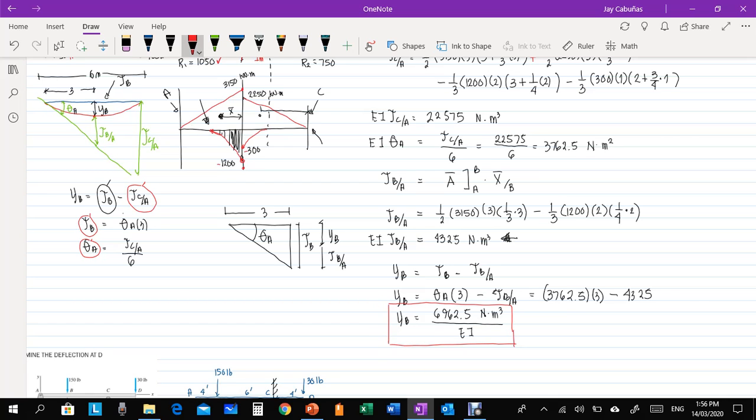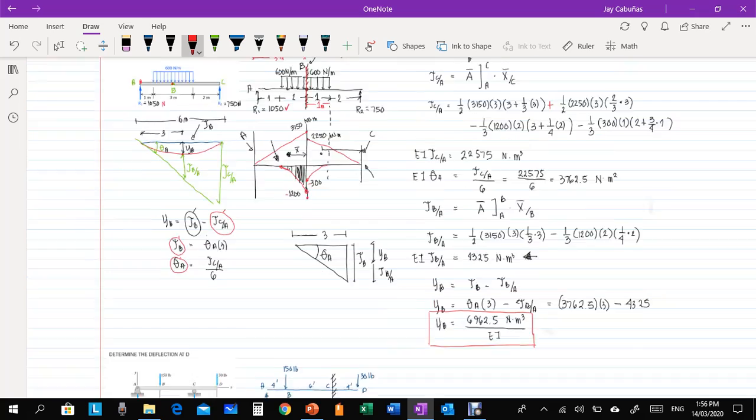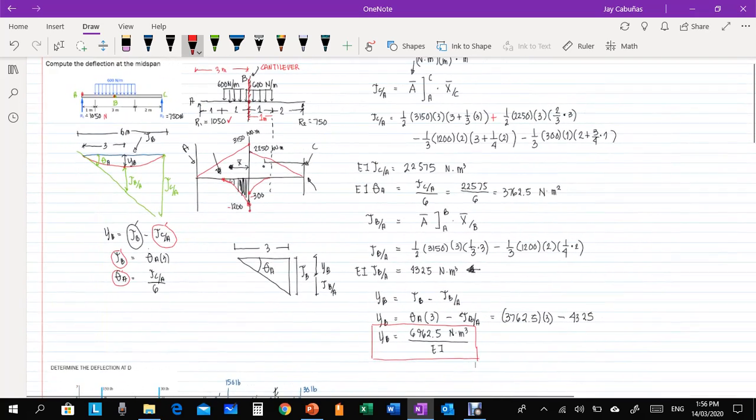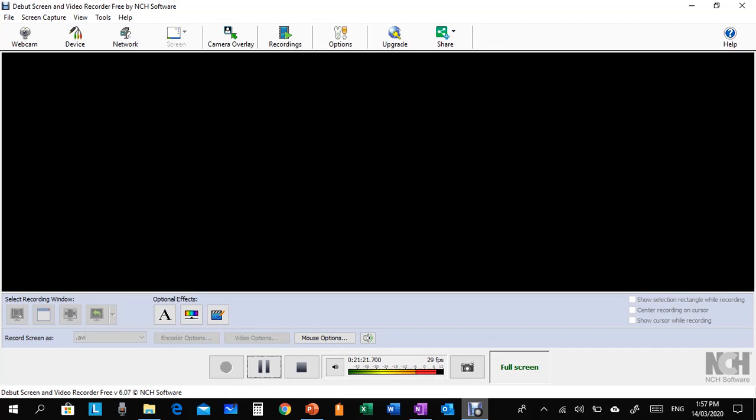We resolved this last time and it should have the same answer as the double integration method. Okay, so if you have questions, I would suggest that you take a screenshot or a picture, then post it on our Facebook so I can reply there. Just a screenshot of where you are confused, please take note. Okay, so let's now proceed to our second example. Okay, in the next video.